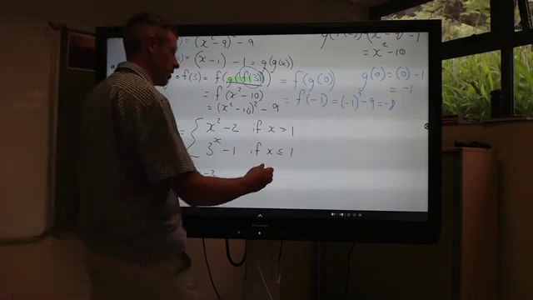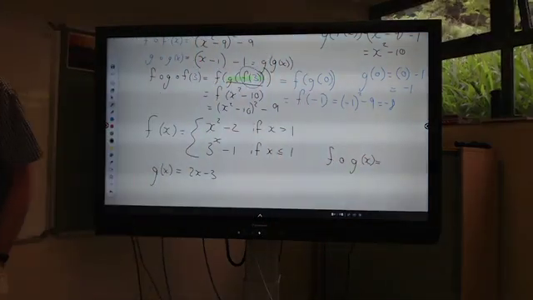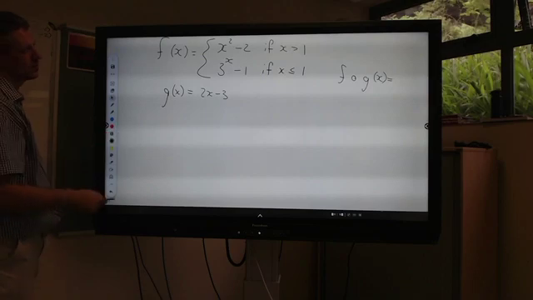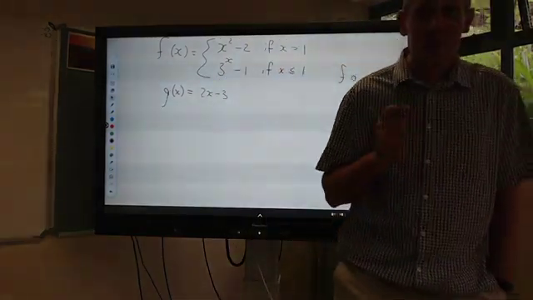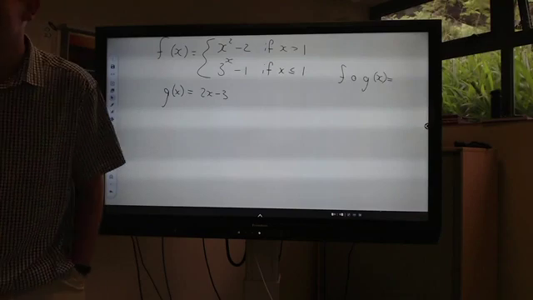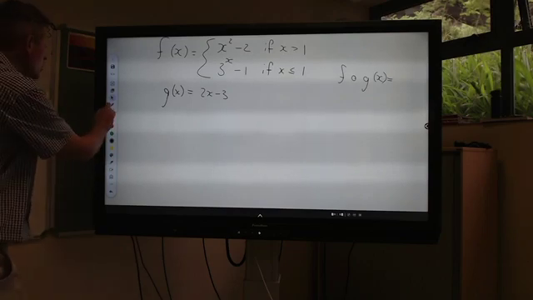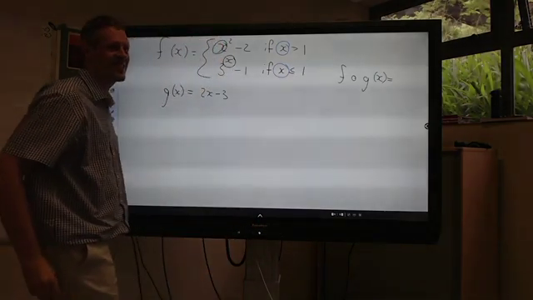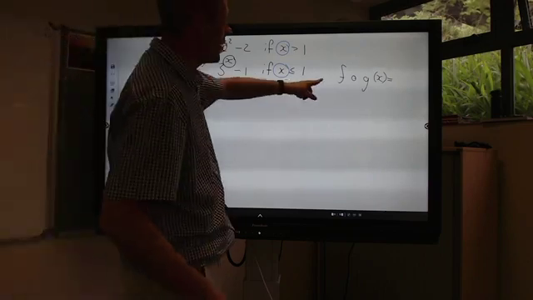And I ask you, determine f circle g of x. Determine an expression for that. So let's see what we want to do. I do this on purpose because you guys forget something. If I say f circle g of x, you've got to replace every x with 2x minus 3. So not just x, but also every single x you have to replace with g of x.